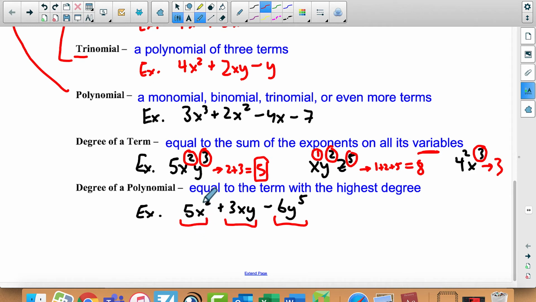Now, what's the degree of just this first term here? Remember, you just look at the exponents on the variable, and it's just 2. What's the degree of this one here? Remember, there's a 1 there and a 1 there. We add them together, we get 2. What's the degree in this one? We just have that 5. It's the only variable has a 5, so the degree is 5. So what's the total degree of the whole thing? I know what you want to do. 2 plus 2 plus 5. But look, it's equal to the term with the highest degree. Which term has the highest degree? This one here is the highest. 5 is the biggest. And that means the whole polynomial has a degree of 5.